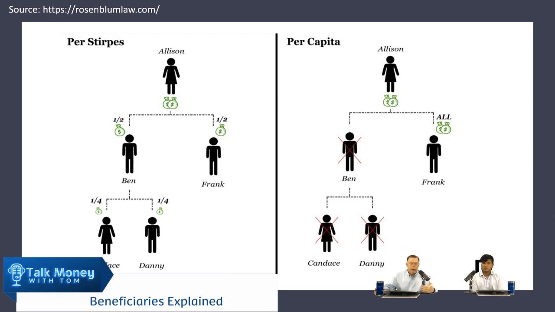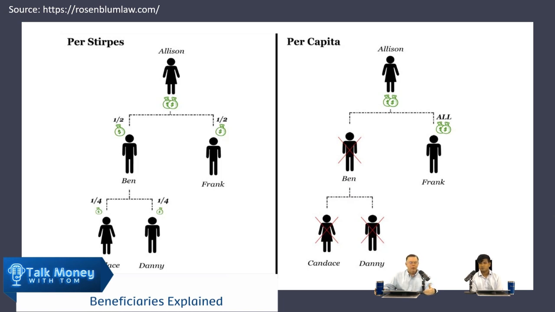However, per capita is another way, and you have to designate on the form which one you want. In this case, Allison has her money, and Ben passes away before she does. Per capita just means that entire line of money is now closed off. It essentially goes back to the estate and then the remaining beneficiary, Frank, is going to get it all. So Frank probably likes per capita in this particular case. But this is up to Allison.